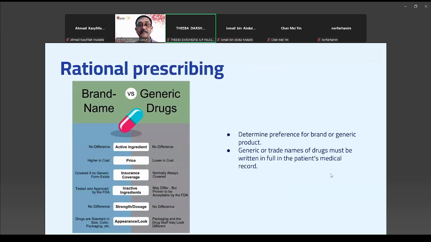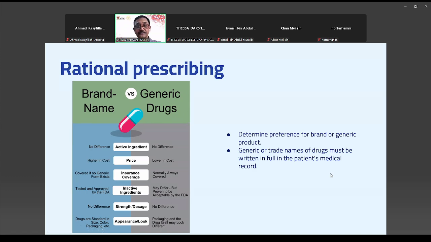Okay. Right. Now, when you want to select a medication, again, determine the preference, whether it's a generic or a brand one. A generic or trade name of drugs must be written in full in the patient's medical record. Always, this is a legal document, whenever you're prescribing, write it. But it doesn't matter brand or generic. Because again, if it's a private patient, you have to tell them the cost. Nowadays, even the government is procuring medication locally. That means mostly local medication rather than imported, because it saves a lot of cost.